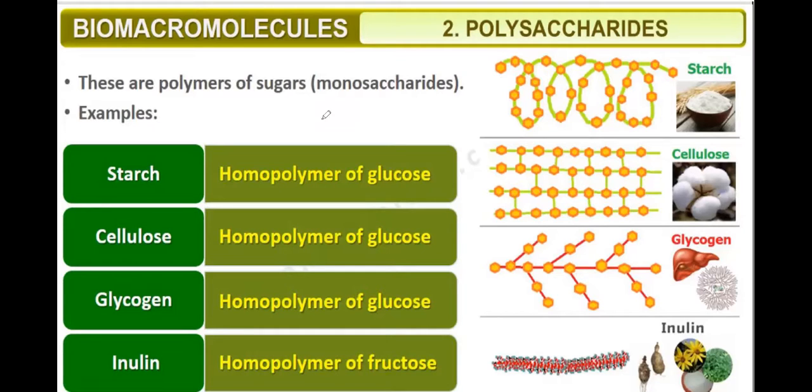So what is polysaccharide? These are the polymers of sugar. Sugar is also known as monosaccharide. Some examples: starch, cellulose, glycogen, and inulin. Starch, cellulose, and glycogen are all homopolymers of glucose, but inulin is a homopolymer of fructose.